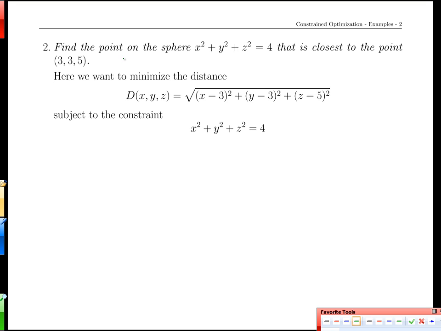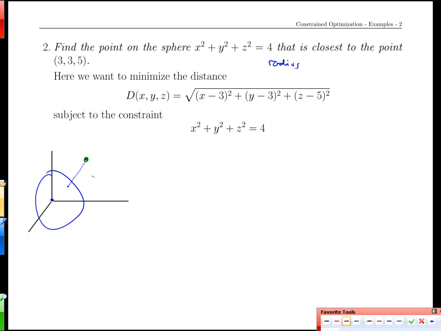As another example, find the point on the sphere x squared plus y squared plus z squared equals 4 that is closest to the point (3, 3, 5). So just in terms of imagining the shape or the problem here, this is a sphere, radius 2, centered at the origin. There's no shifts in the x, y, and z's. So we have a sphere, and there's going to be some point (3, 3, 5) that's well outside of the sphere. And so we want to find the point on the sphere that's closest.